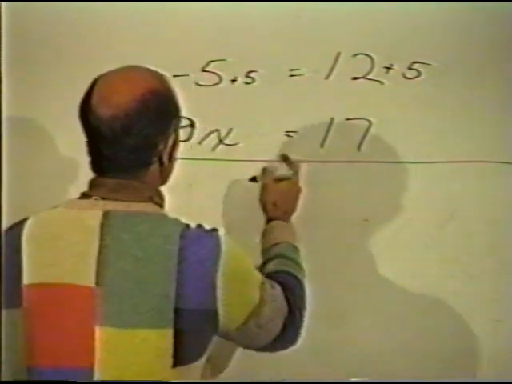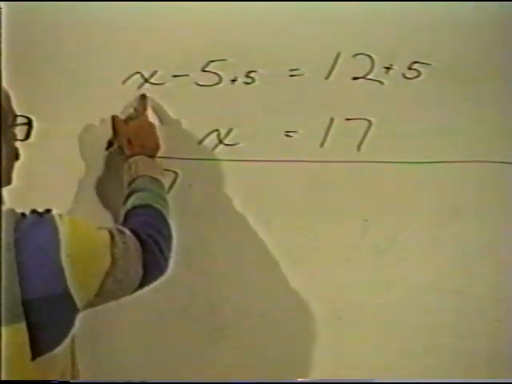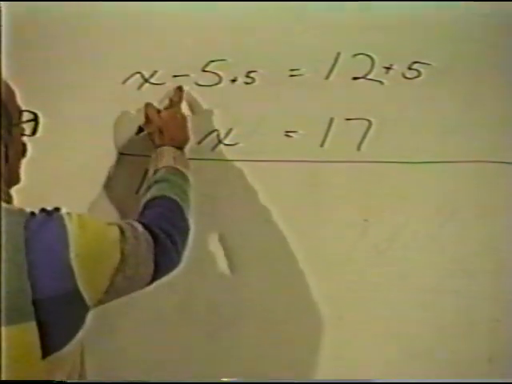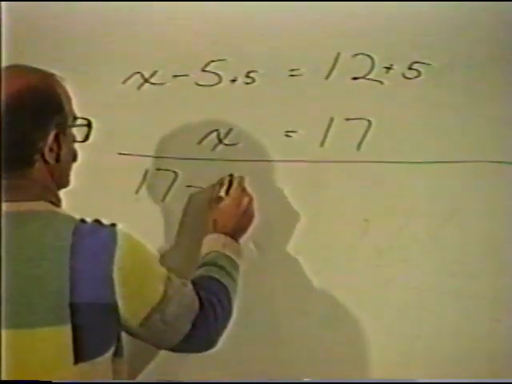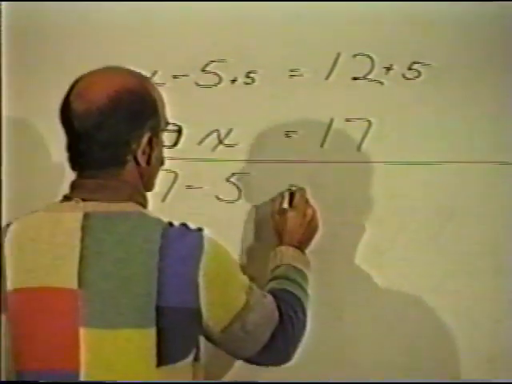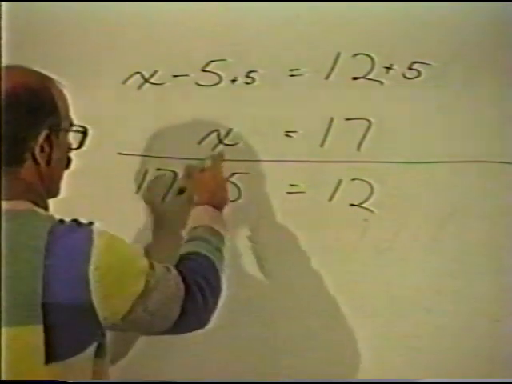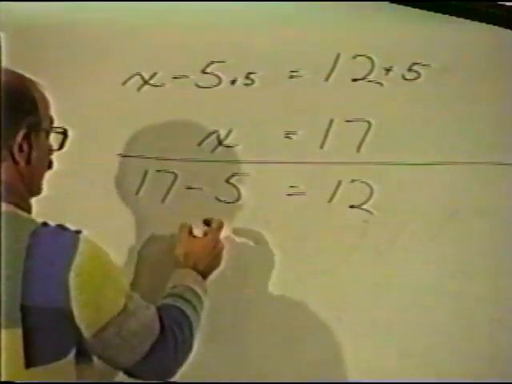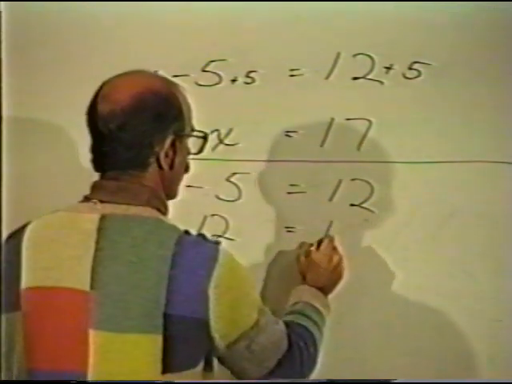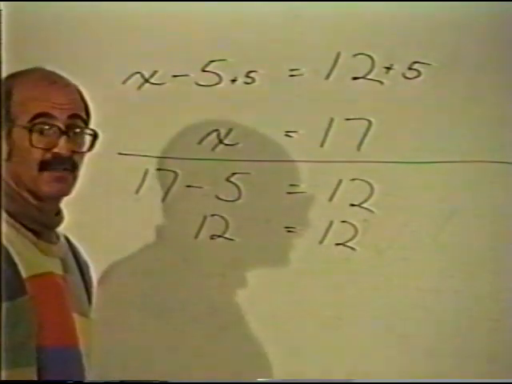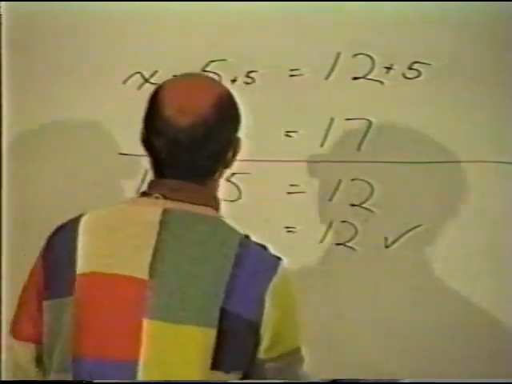We plug in the 17 into the original equation. X, which is now 17, minus 5 equals 12. 17 minus 5 is supposed to equal 12. Now we work on this side. What is 17 minus 5? 12. 12 equals 12. Both sides look alike, and we have gotten it right.